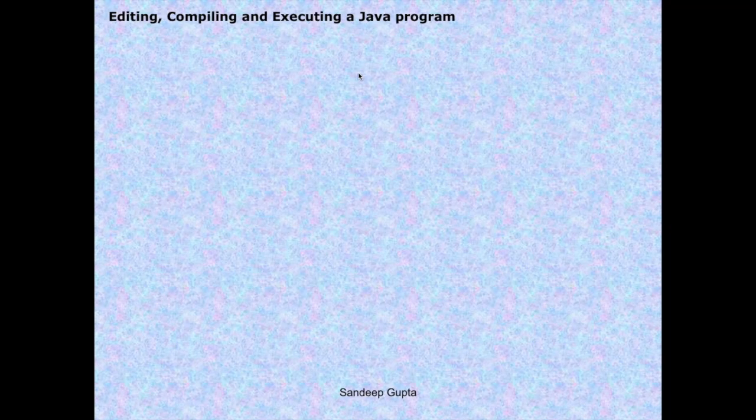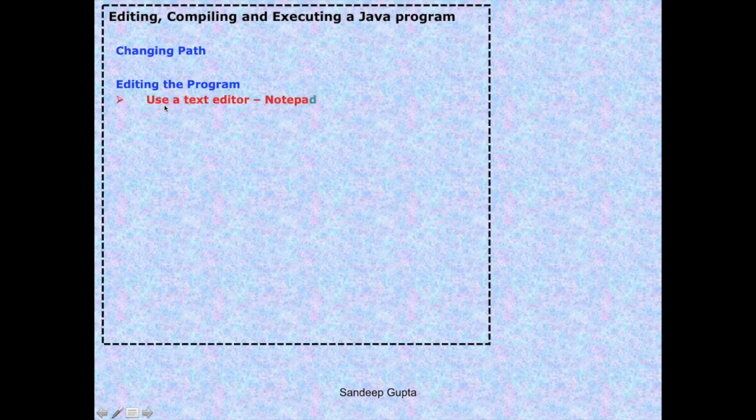Let's quickly summarize all those things which we have studied in editing, compiling and executing a Java program. When you start with a Java program, don't forget that first of all on the command prompt you need to do changing of the path. Once that is done, you can start with editing the program. For that you need to use a text editor like Notepad, where you type and save the program as a .java file.